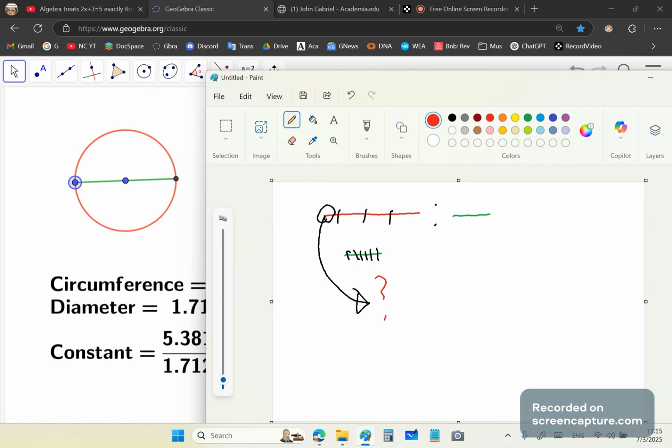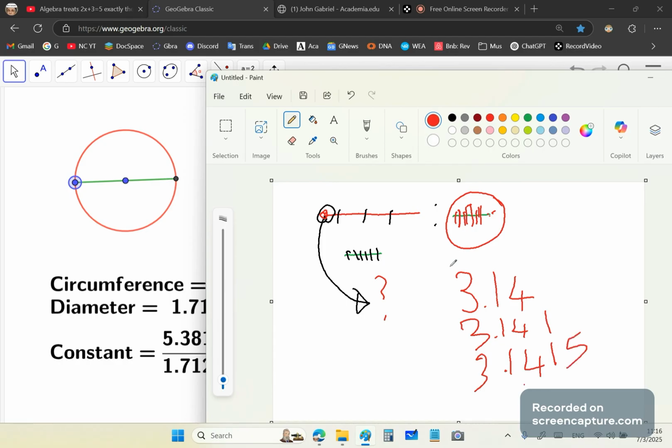Algebra uses an abstract unit. And what is the abstract unit in this case? It's the diameter. So it takes this unit and equal parts of it. Now, if you try, let's say, 10 equal parts, you're only going to get a value of 3.1. If you divide this unit into 100 equal parts, you're going to get 3.14. There's always going to be a little bit left over here. Don't worry about the proof of that. It is true. If you take 1,000, it's going to be 3.141. If you take 10,000, it's going to be 3.1415. If you take 100,000, it's going to be that.